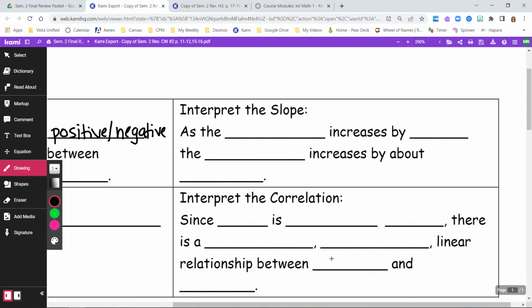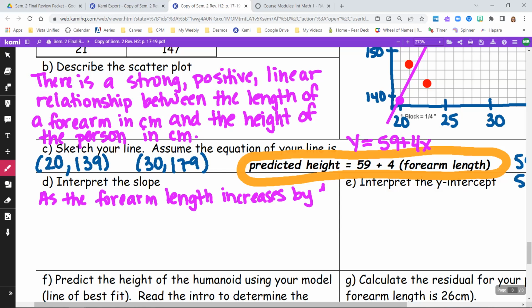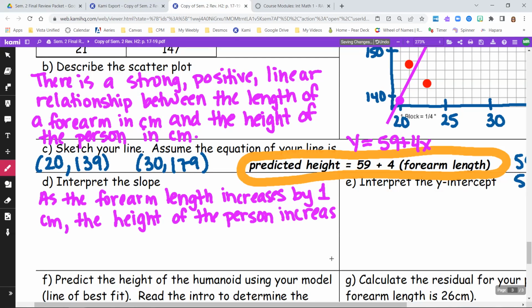So let's get back to this. In this case, I'm going to say as the forearm length increases by 1 centimeter, because that's what we are dealing with, the height of the person increases because the line is increasing by what the slope is, which is 4 centimeters.